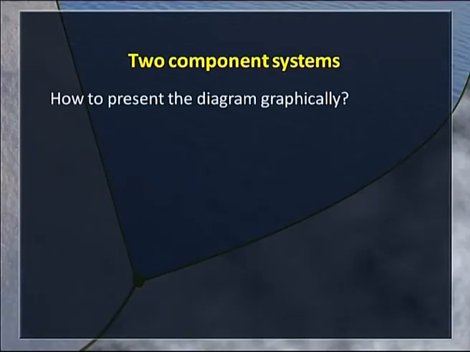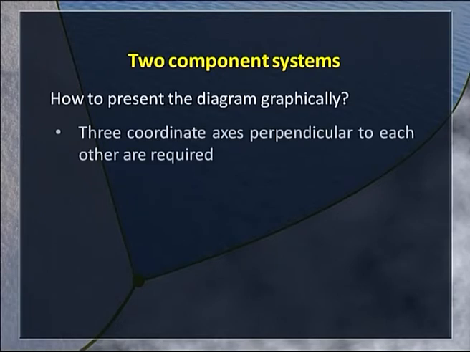What is the result? We have 2 of the variables which we generally use, pressure and temperature. The concentration variable has to be used, concentration of one of the components, so that we have 3 variables with us. How to present the results in a diagram so that we can interpret? We need 3 coordinate axes perpendicular to each other. What is the result of it? We get a solid figure.